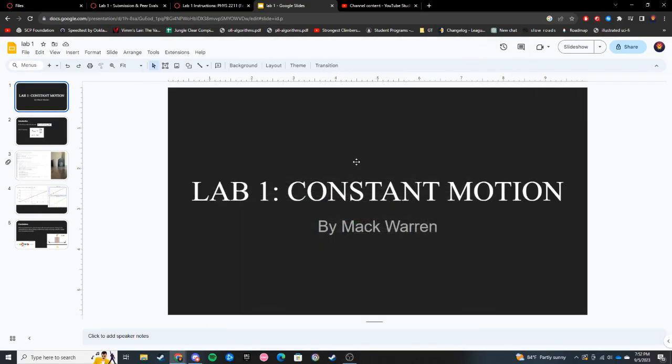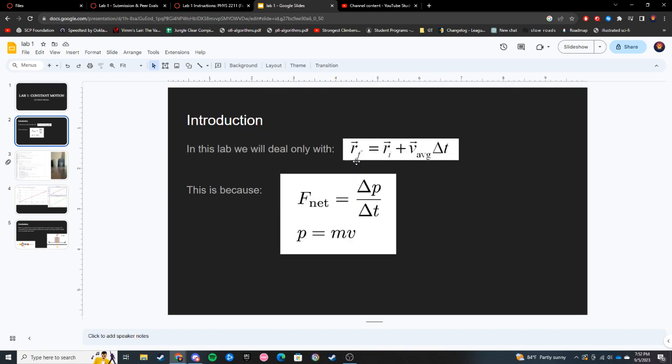Hey, I'm Mack, and this is my lab report on the constant motion lab. We are showing that when there's no outside force acting on an object, it stays in constant velocity. This is known as the momentum principle or Newton's second law, and we're showing why this is the case. And in reality, this is basically never the case because there's almost always an outside force.